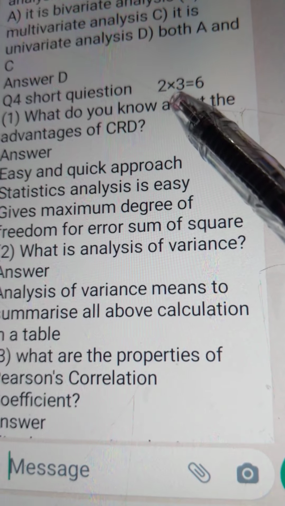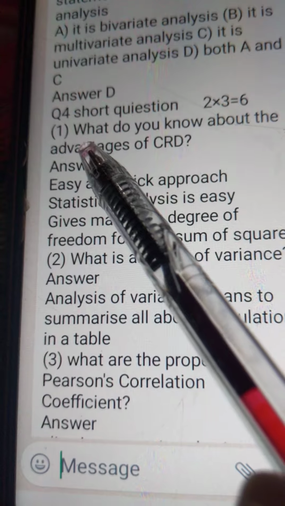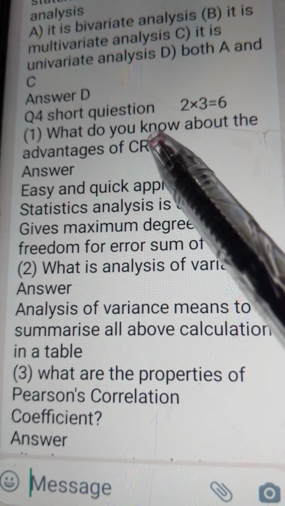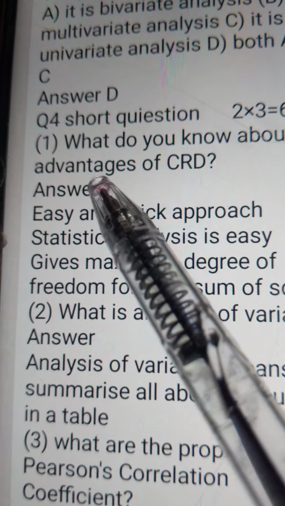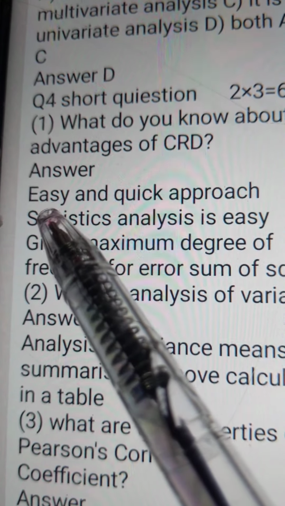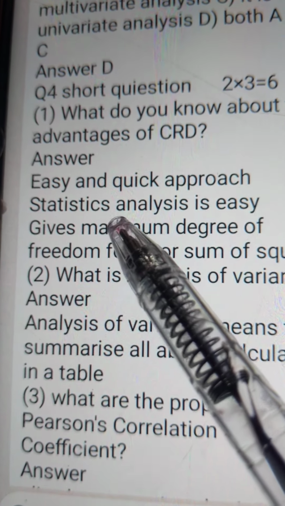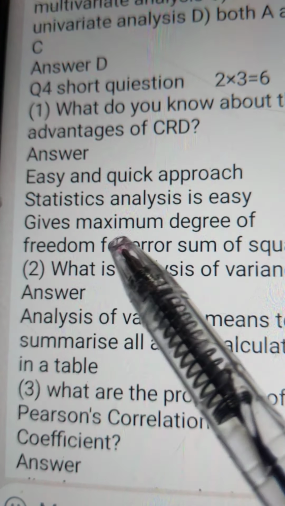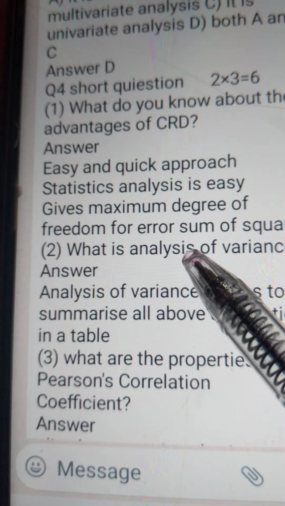Next, question 4 is about the short questions. 2 into 3 means 3 questions, all carrying 2 marks. The total marks are 6. What do you know about the advantages of CRD? Answer: it's an easy and quick approach. Statistical analysis is easy, and it gives the maximum degrees of freedom for the error sum of squares.